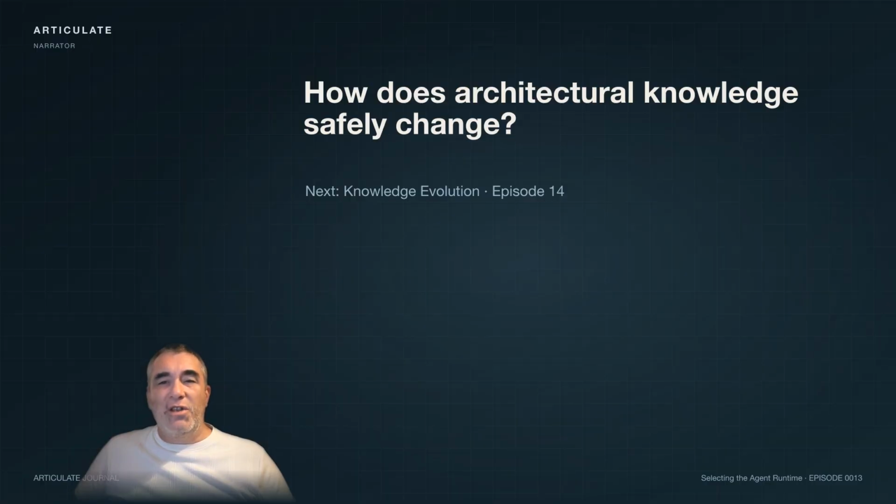Architectural knowledge needs to evolve without losing where it came from, what it replaced, or what it came to believe. So before I start implementing agents, there's one more part of the conceptual architecture I need to understand. How does architectural knowledge safely change over time? That's the question for the next episode. Knowledge evolution.